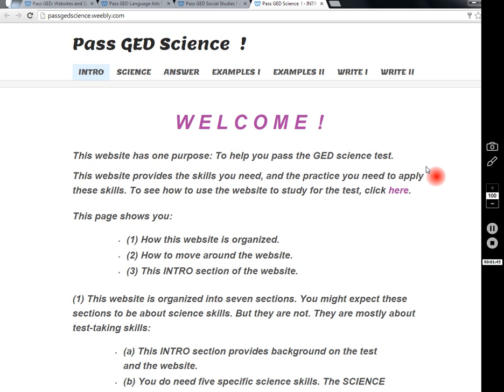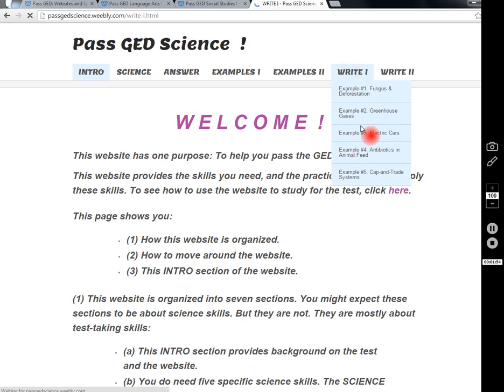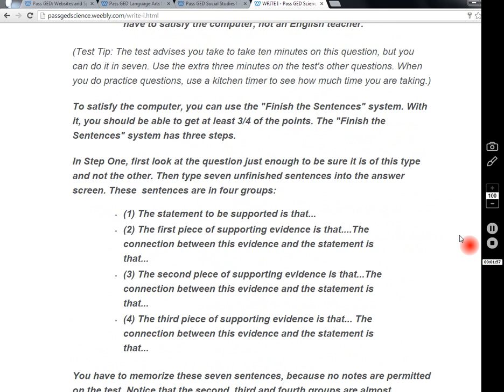To satisfy the computer, all three websites use the same Finish the Sentences system. Let's go to the Write 1 section in Science to see how that works. In the first step of the Finish the Sentences system, you type these 7 unfinished sentences into the answer box of the test. You have to memorize them because no notes are permitted on the test. Now, these particular unfinished sentences help you to answer the right question, to be sure your response will be well organized, and it will have enough keywords and phrases the computer is looking for.